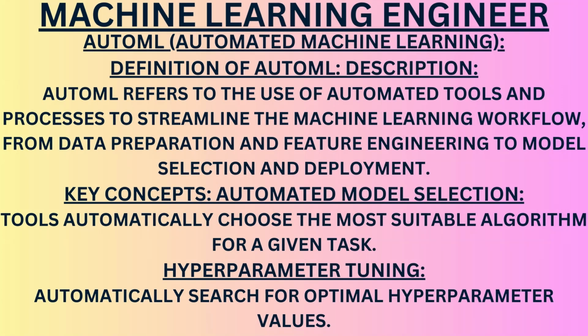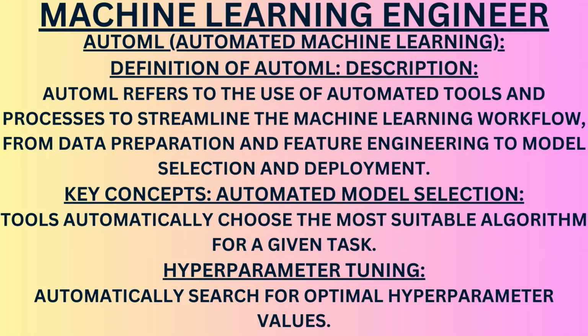Definition of AutoML. AutoML refers to the use of automated tools and processes to streamline the machine learning workflow, from data preparation and feature engineering to model selection and deployment. Key concepts. Automated model selection: tools automatically choose the most suitable algorithm for a given task.